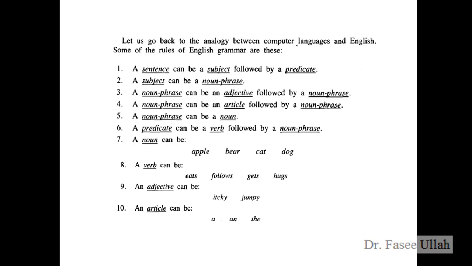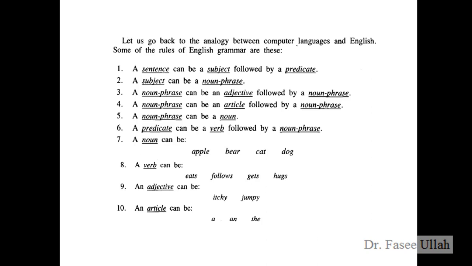For example, a sentence can be a subject followed by a predicate. A subject can be a noun phrase. A noun phrase can be an adjective followed by a noun phrase. A noun phrase can be an article followed by a noun phrase. These are some examples of how we can construct a sentence in English and how we can convert it into computer language using some grammar rules, and then the compiler will convert such instructions. So that is the very basic example.